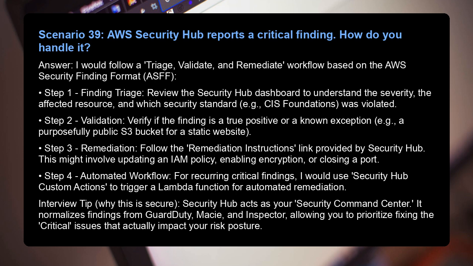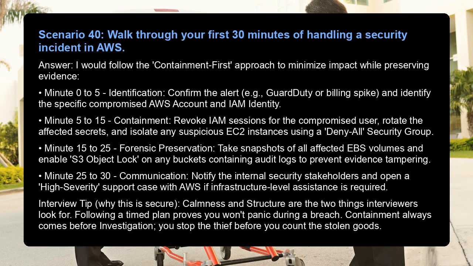For recurring critical findings, I would use Security Hub custom actions to trigger a Lambda function for automated remediation. Interview tip: why this is secure. Security Hub acts as your security command center. It normalizes findings from GuardDuty, Macie, and Inspector, allowing you to prioritize fixing the critical issues that actually impact your risk posture.